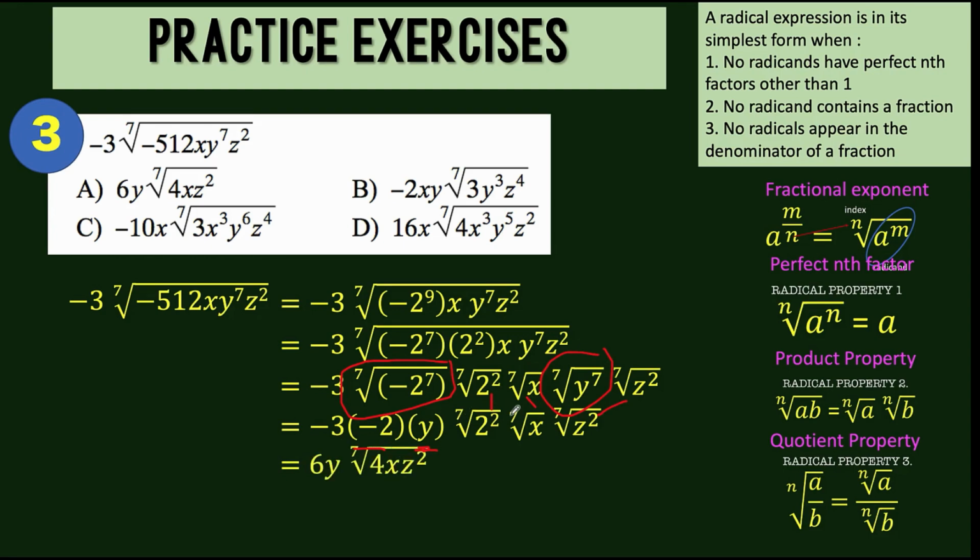And since all of these have the same index 7, we write them again as one radical. Just multiply the radicands. 2 squared is 4 times x times z squared. And this is now our final answer, which is letter A.